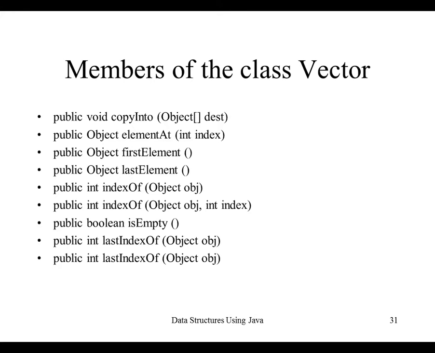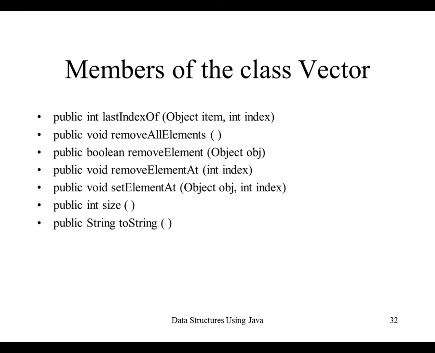Next, public boolean isEmpty(). This returns true if the vector is empty. Otherwise, it returns false. Next, public int lastIndexOf with parameter Object obj. Starting at the last element using a backward search, this method returns the position of the first occurrence from the end, which is the last element of the list, of the element specified by obj in the vector. If obj is not in the vector, the method returns -1.